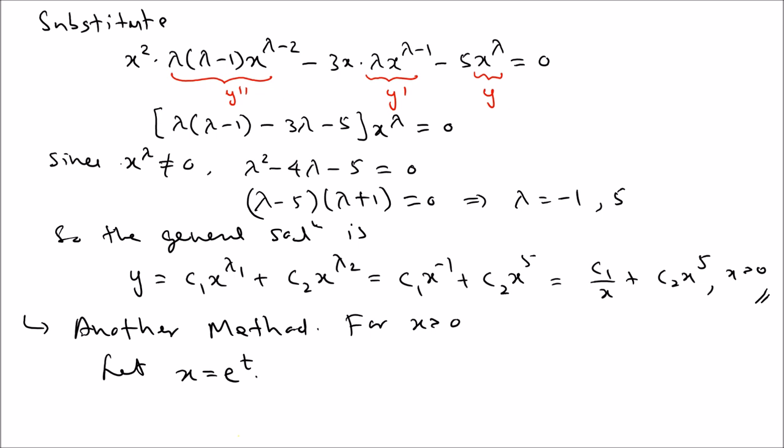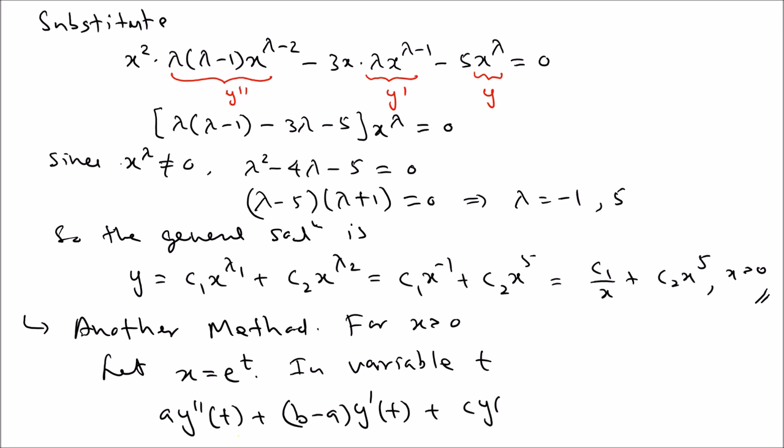You can show how it works, but I'm going to skip that; you can look at the general video for that. Once you do that, you transform the variable x to the t variable. In variable t, the differential equation becomes a y double prime of t plus b minus a times y prime, again in the variable t, plus c y of t equals 0. You can see that this is a constant coefficient differential equation and we know how to solve this. So we transform the Euler-Cauchy equation to a constant coefficient differential equation by this special transformation. This is for x positive.